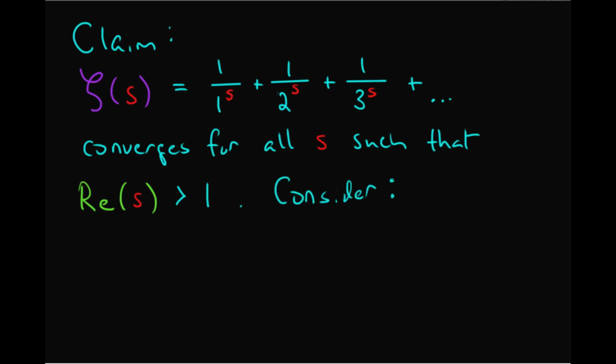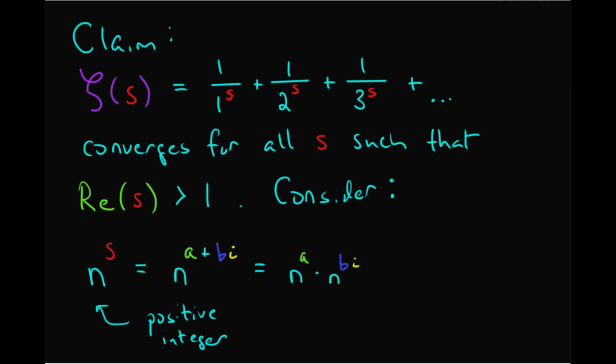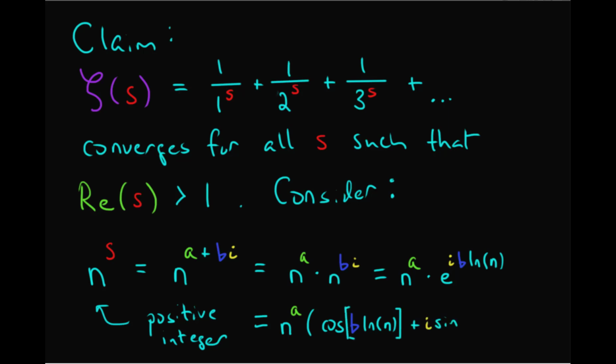Well, consider, if I have some positive integer n to the s, that equals n to the a plus bi, where a is the real part of s and b is the imaginary part, and that will then equal n to the a times n to the b times i, and then by the laws of exponents that will equal n to the a times e to the ib log n, and then making use of Euler's identity, this will equal n to the a times the quantity cosine b log n plus i sine b log n.